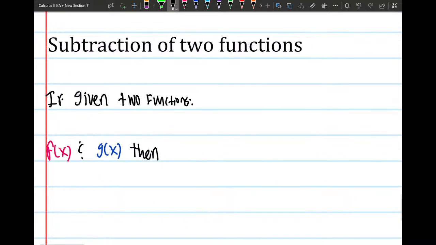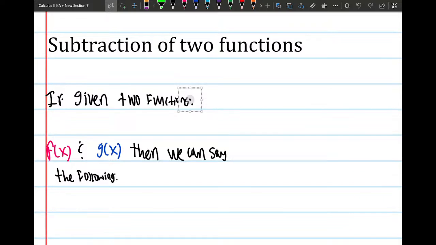Then we can say the following. And so here, what I wanted to say was that basically the following is true. So we're going to go ahead and actually write the following down.